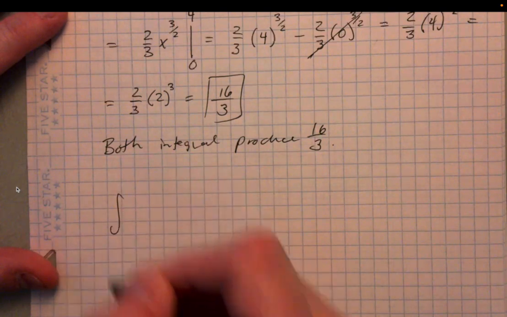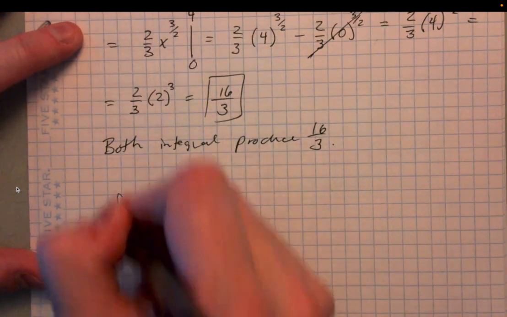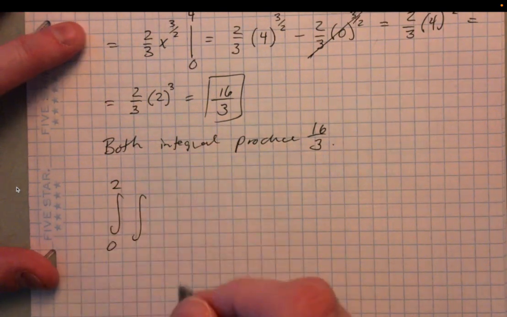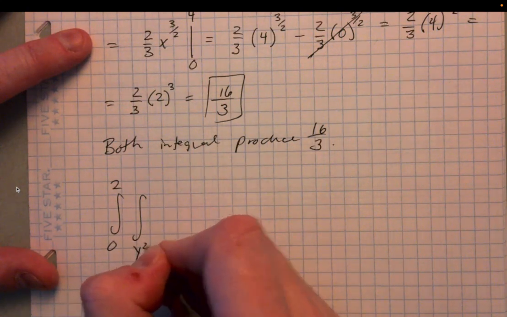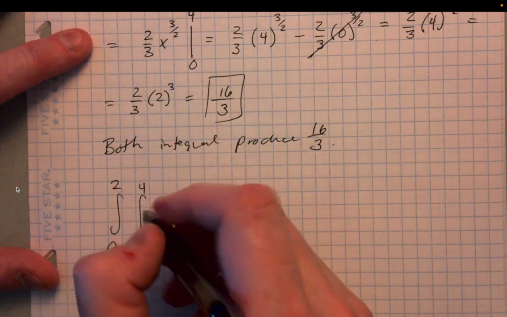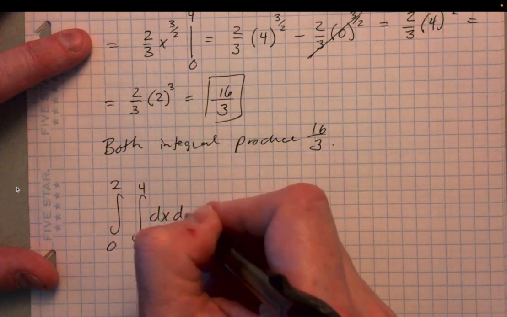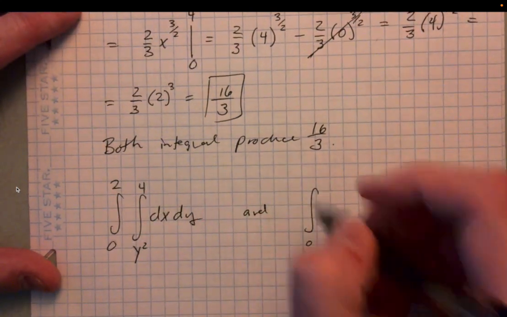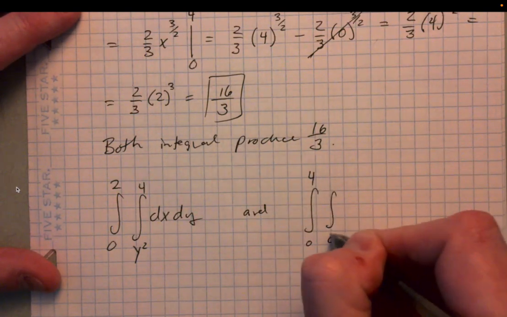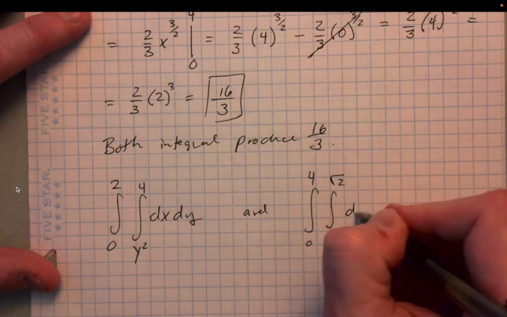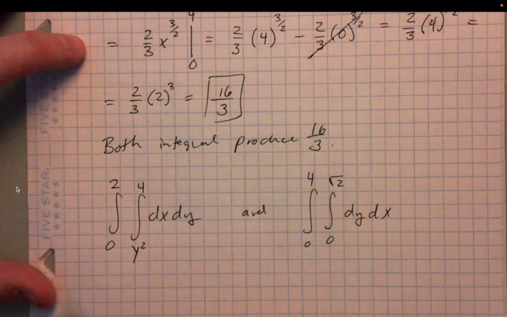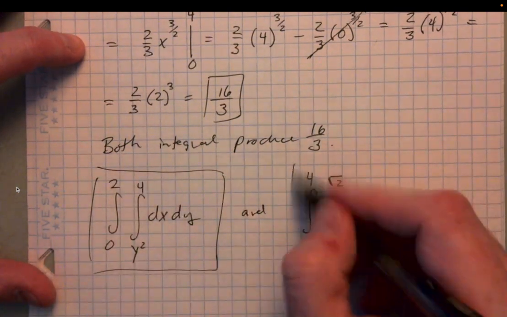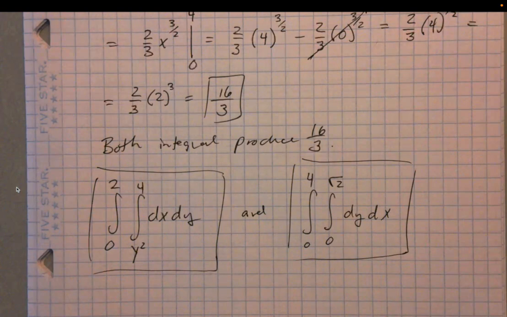So the two integrals, let's put them side by side here. The first one, the one that was given, was 0 to 2, and then y squared to 4, and this was a dx dy. And the second one we just calculated was 0 to 4 and 0 to the square root of x, dy dx. So these two integrals produce the same area. They refer to the same region in the plane.